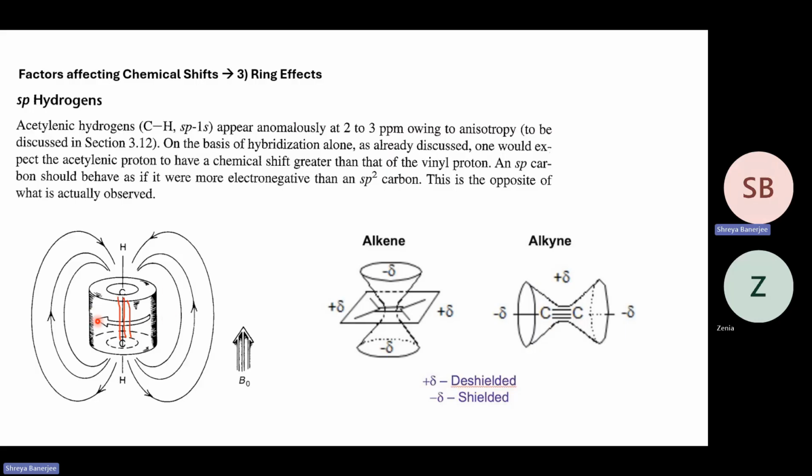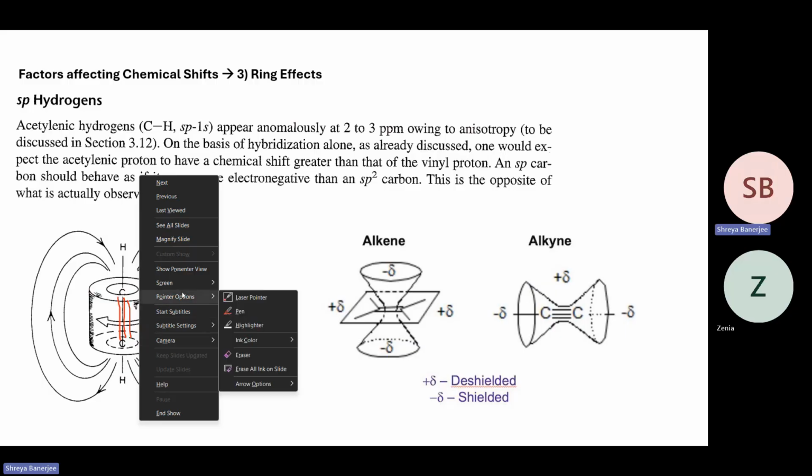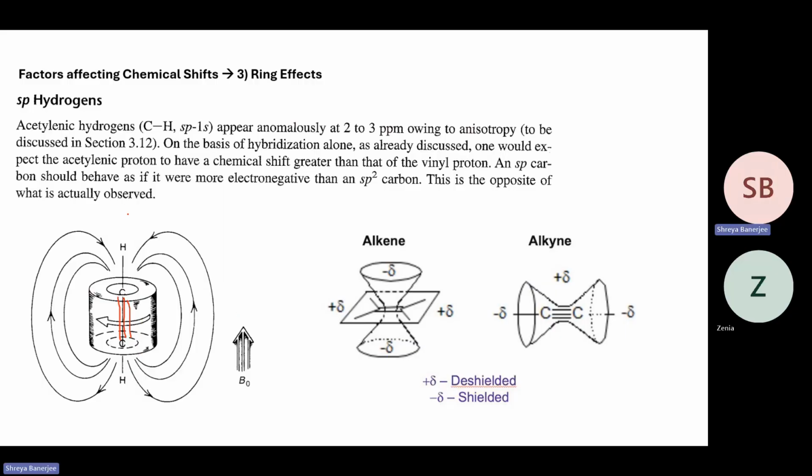And when that is happening, along this axis of the molecule, the induced magnetic field is in the opposite direction. So along this axis, the induced magnetic field is downwards. So this hydrogen will experience a net field of B0, that is the external field, minus Bi, that is the induced field. So the hydrogen attached to the triple bonded carbon is actually quite shielded.